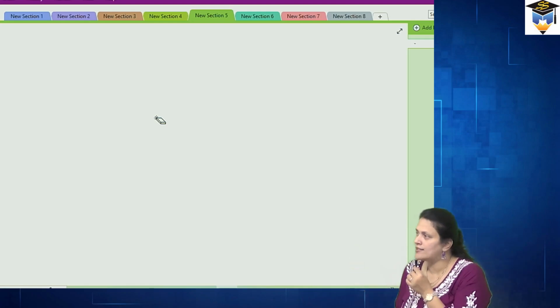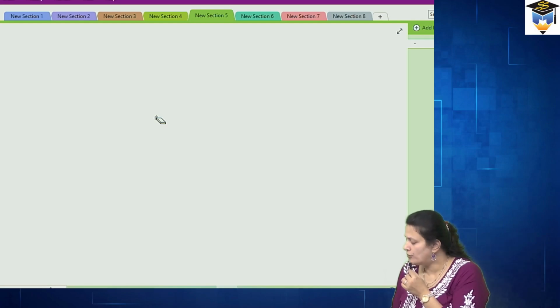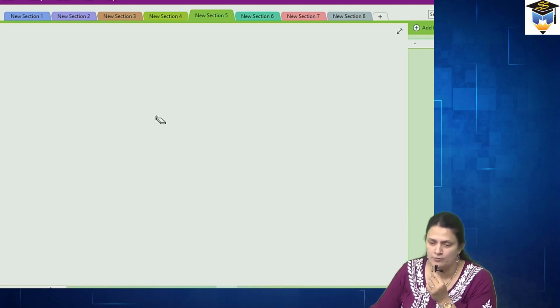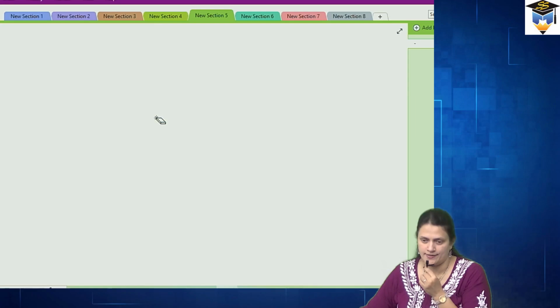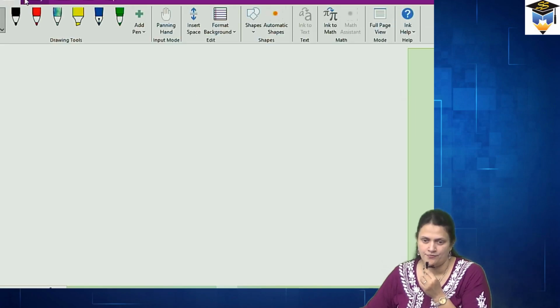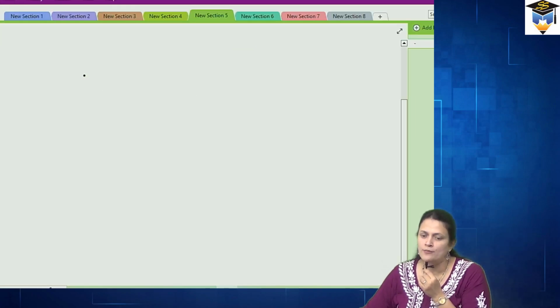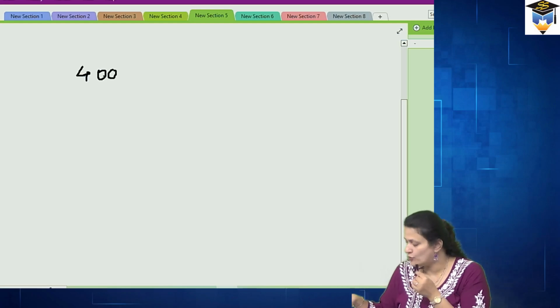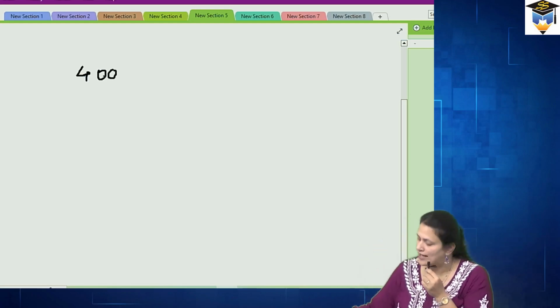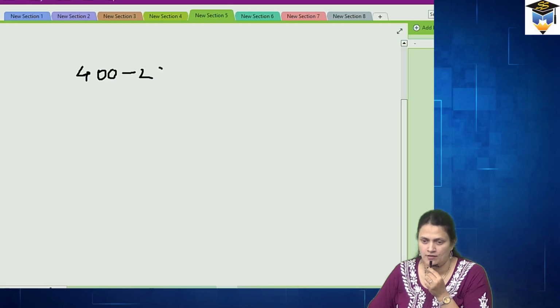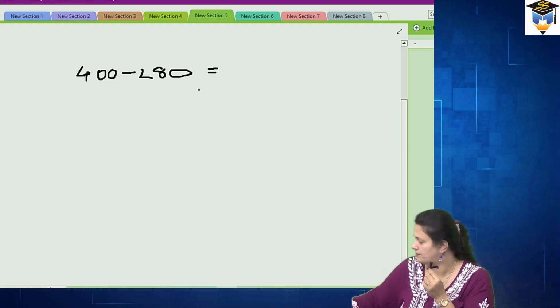Now, if you look at the sum, how many soldiers are there after 28 days? Can you tell me? See, the total number of soldiers is given to us as 400. And the number of soldiers after 28 days will be minus 280. Minus 280, so the answer is 120.